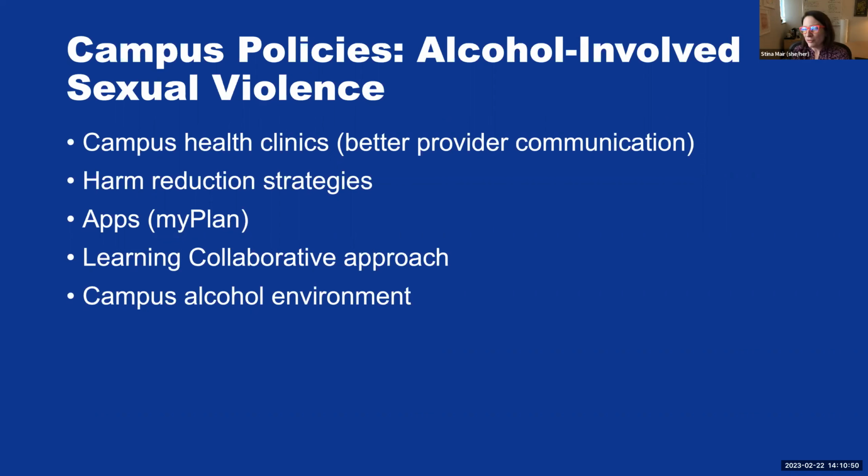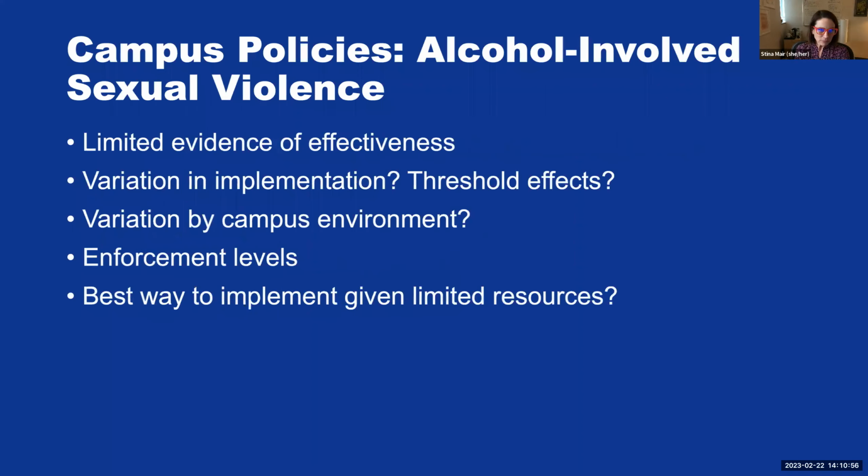And then, of course, the alcohol environment, linking back to similar underage policies: access, ease, and cost of alcohol. This is almost the same slide as for the parties, this idea that we have limited evidence of effectiveness. There's variation in how these things are implemented, and variation by campus and other campus environments. You can imagine a huge state school with 30,000 students would look very different than a small liberal arts school with 1,000 students in terms of the mechanisms and the, quote unquote, riskier environments, and what would be the most effective ways to reduce alcohol-involved sexual violence, and enforcement levels. And once again, we have limited resources, so what's the best way to implement? So you can hear the kinds of questions that I'm asking.